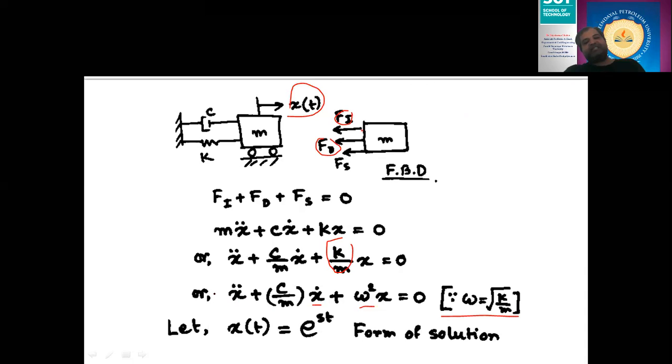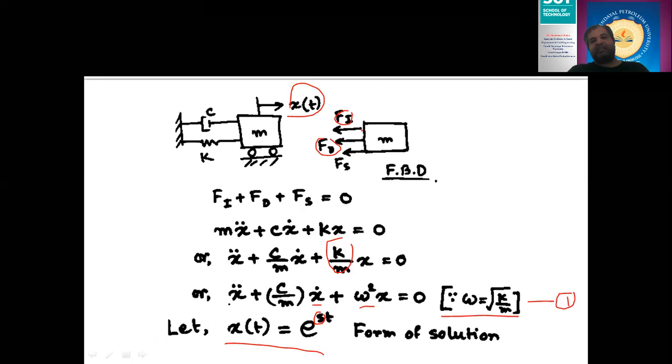Now, you can see this is nothing but a differential equation, and you need to see the form of the solution for such a differential equation. From mathematics, this differential equation has a solution in terms of displacement x of t, which is equal to e raised to st, where s is the root of this particular equation.